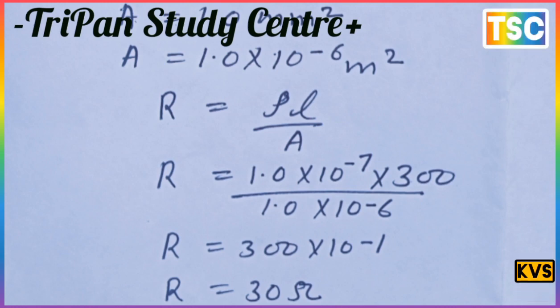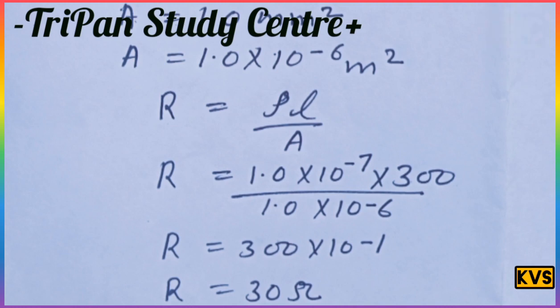R is equal to 1.0 into 10 minus 7 into 300, divided by 1.0 into 10 minus 6. The minus and minus powers cancel out, and only 10 minus 1 is remaining, because 6 and 7 leave only minus 1. So R is equal to 300 into 10 minus 1.